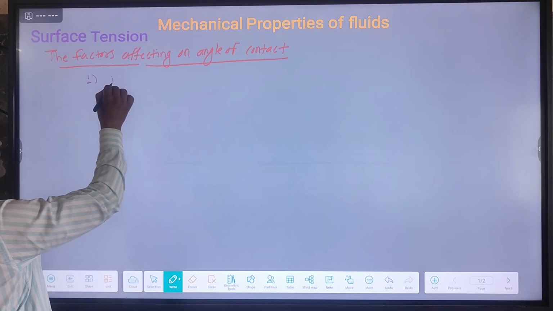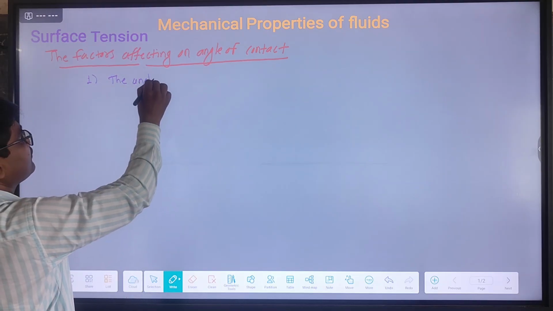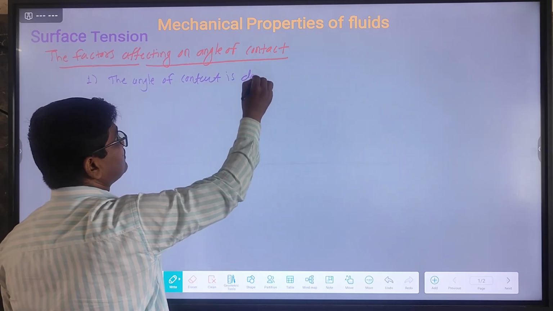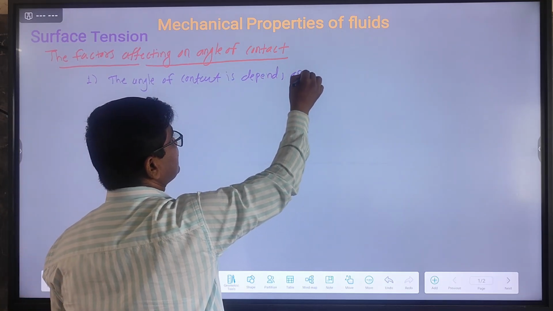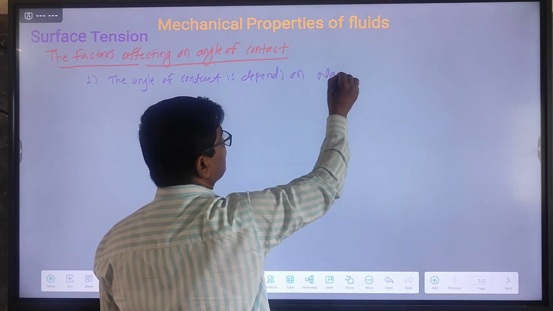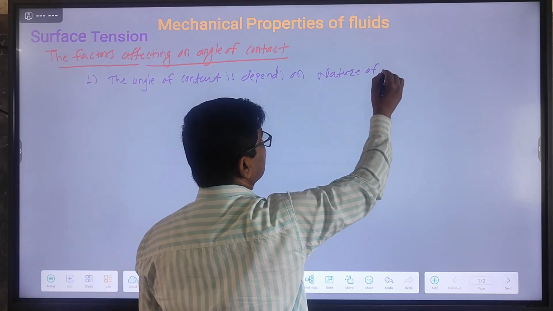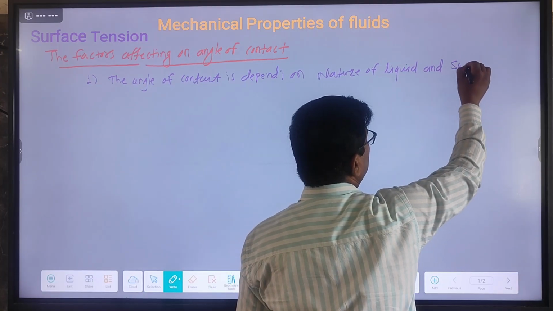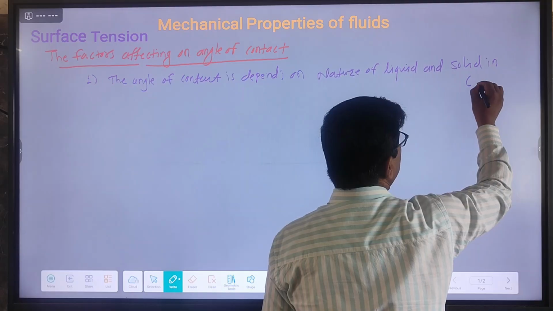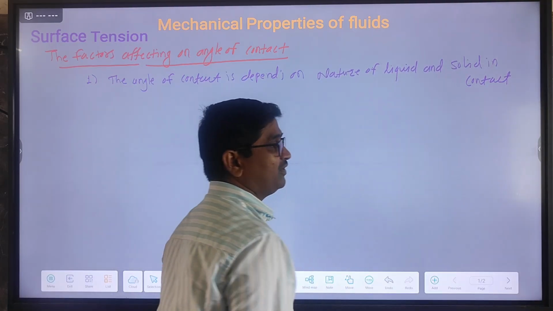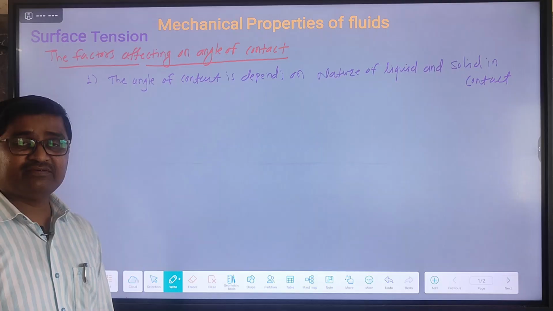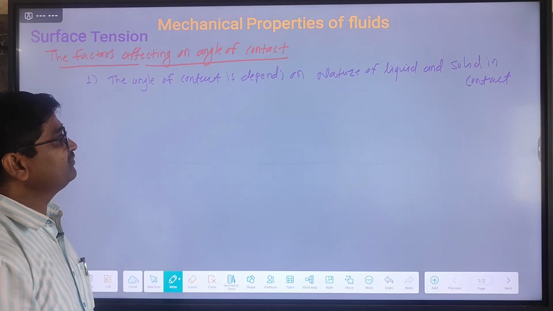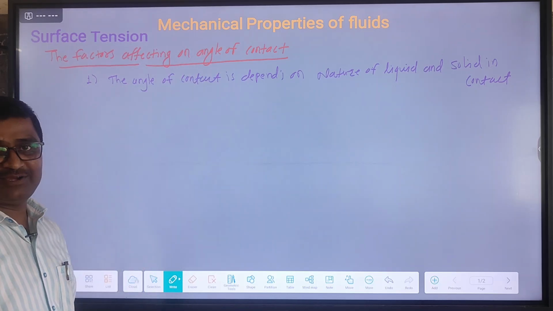The angle of contact depends on the nature of liquid and solid in contact. If the nature of liquid is changed, definitely the angle of contact will be changed. So this is the first effect on the angle of contact.